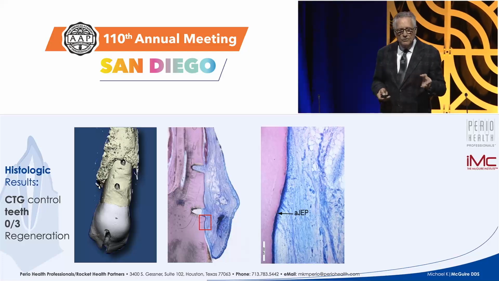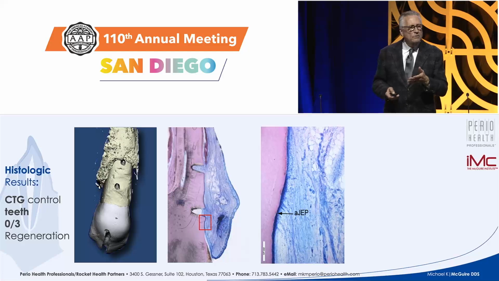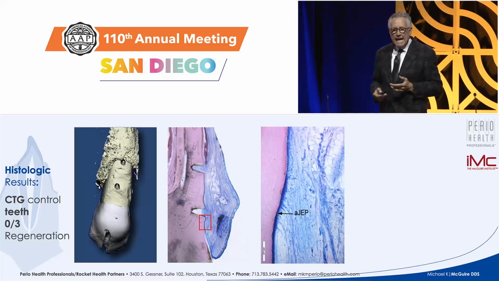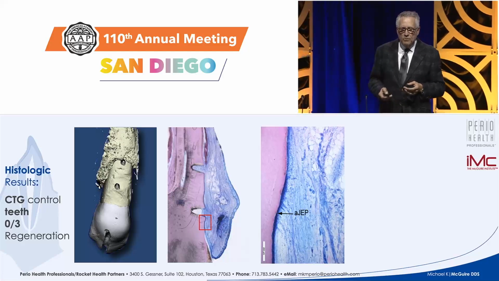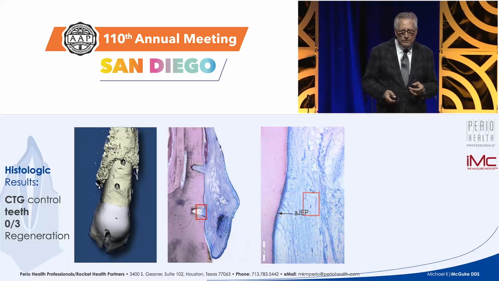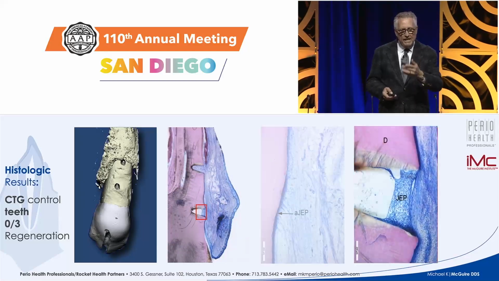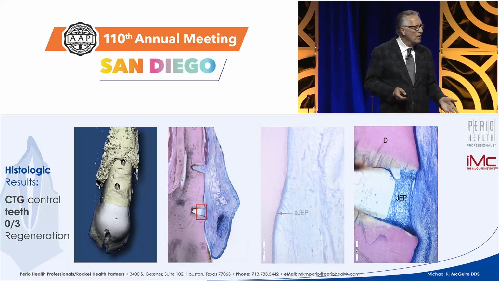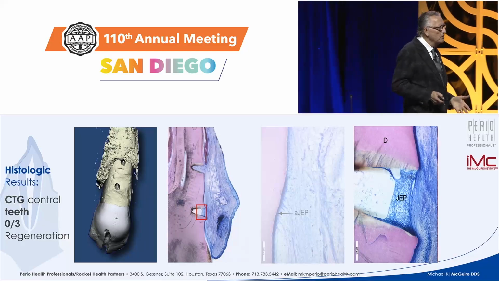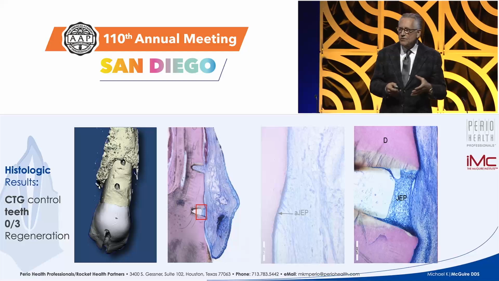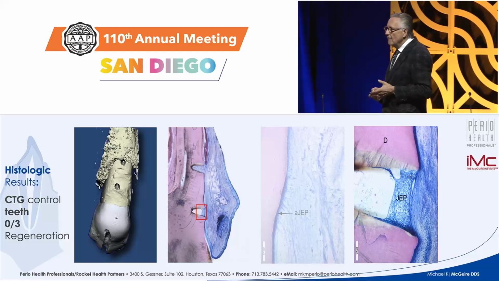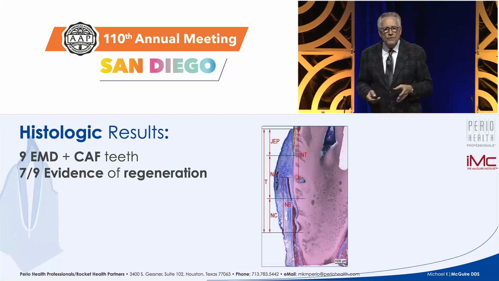This is one of our control teeth, looking at it with micro CT as well as histology. And you can see that we're able to achieve 100% root coverage. You can see the CEJ there, but all we have as far as the attachment is just a long junctional epithelium and connective tissue adaptation to the root surface. Very different than what we saw with our test teeth.